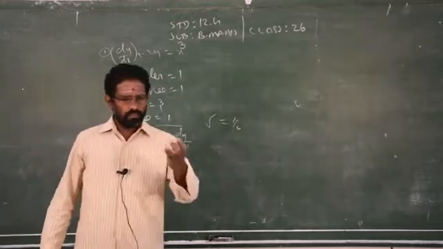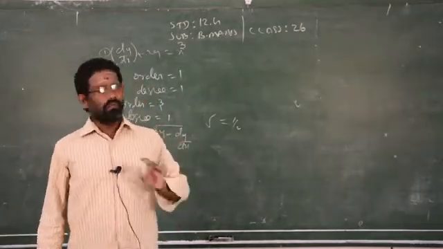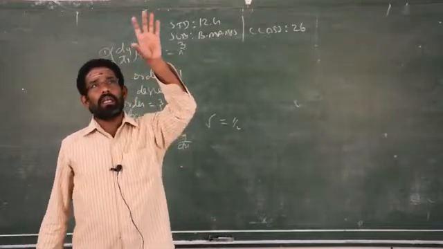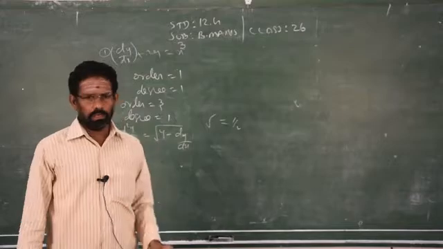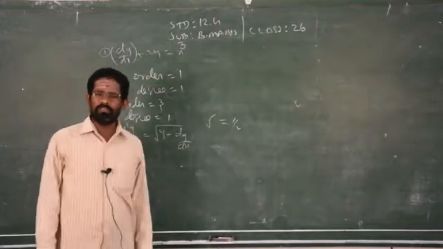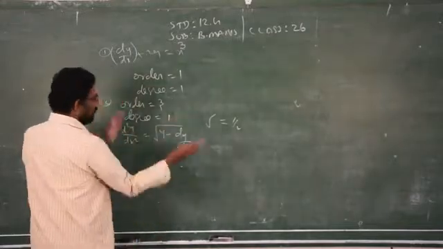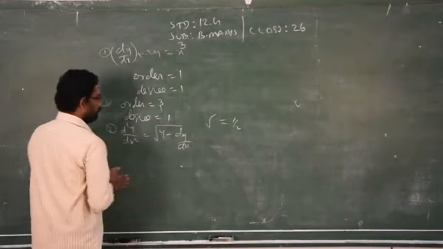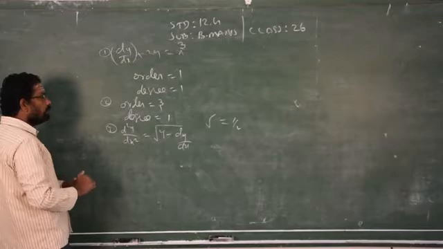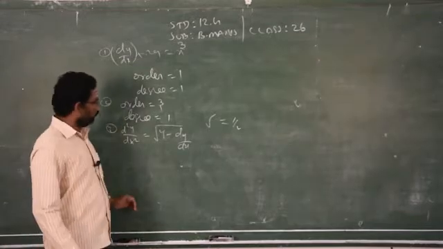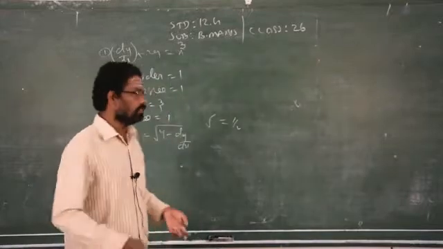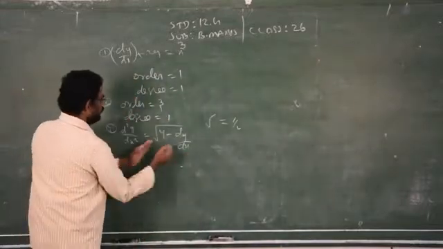Just now I said fractions are not allowed, radicals are not allowed like square root, cube root and fourth root. Powers with negative signs are not allowed. That is not called the standard form of differential equations. So according to the definition of differential equation, this is not a standard form. So I have to bring it into the standard form. Then only I can write what is the order and degree. Clear? So how to eliminate the square root?